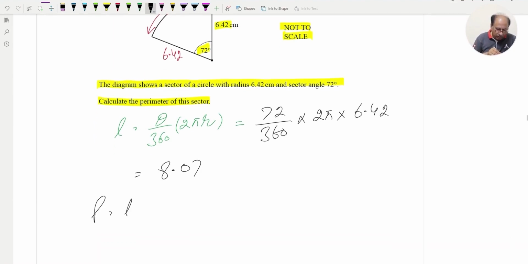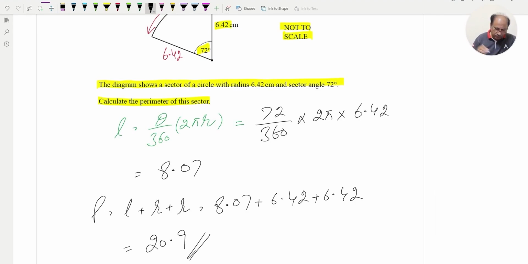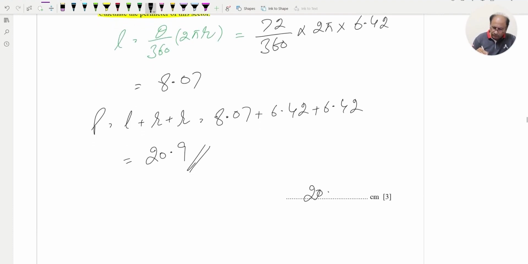So the perimeter will be equal to arc length plus r plus r, so this will be 8.07 plus 6.42 plus 6.42, and this is equal to 20.9. This will be a one decimal place answer, so 20.9 centimeters for 3 marks.